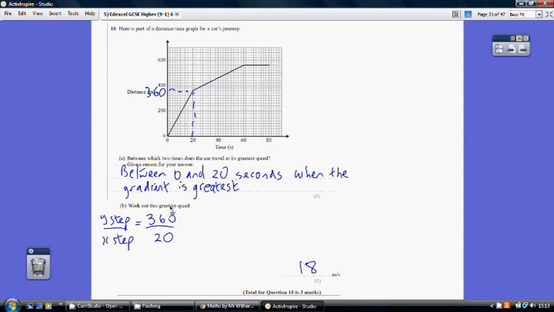Now work out this greatest speed. How do you work out the gradient of a straight line? Well, you divide the y step, the amount up, by the x step, the amount across. So the height is 360 divided by the base of 20, giving us 18 meters per second.